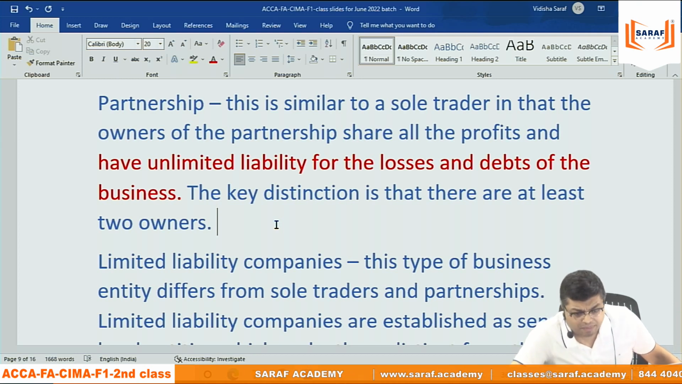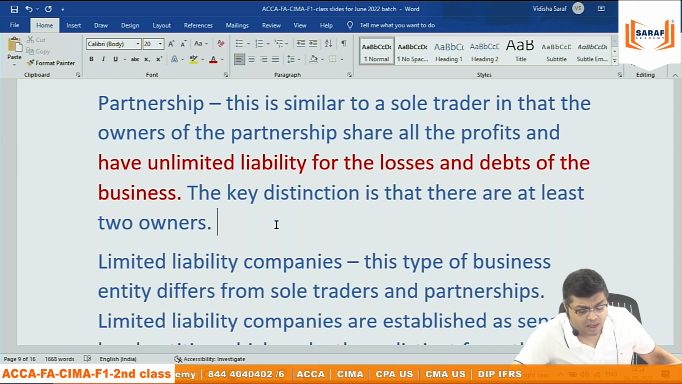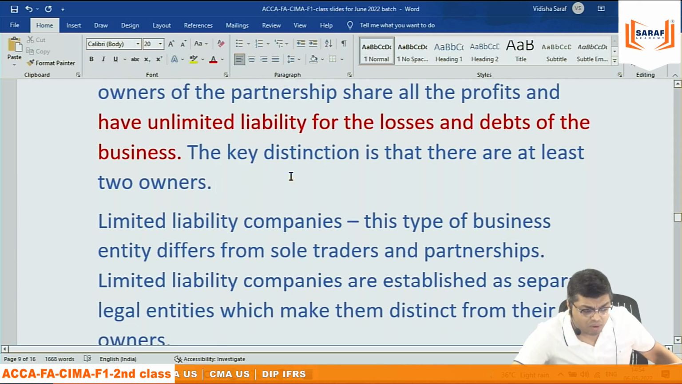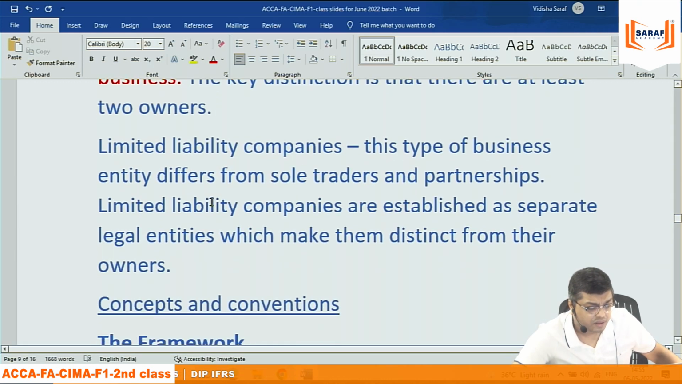In Saraf Academy, my personal assets are not liable for the Saraf Academy liability or anything. But in case of sole proprietorship and partnership, the sole proprietor and all the partners are personally, individually liable for all the obligations of the business, because there is no separate entity. But in the books of accounts, separate entity is there.